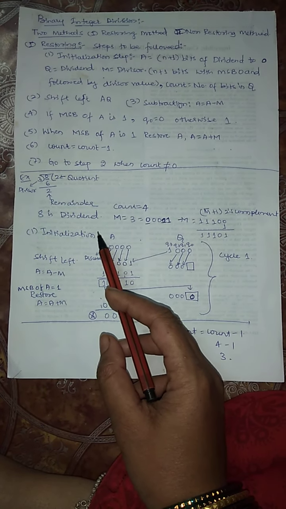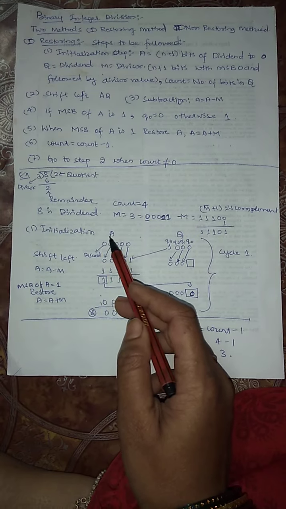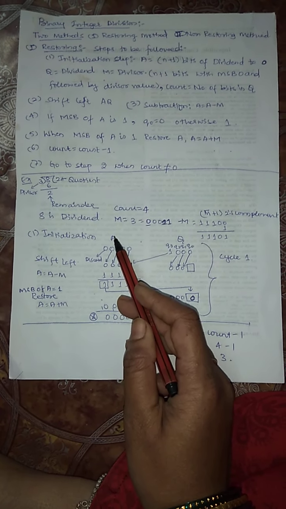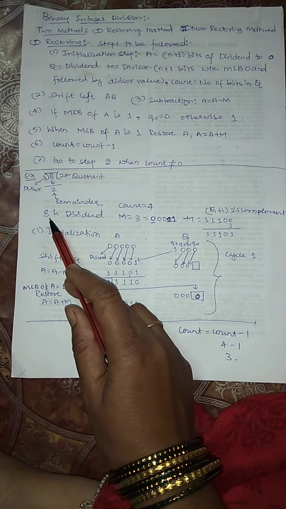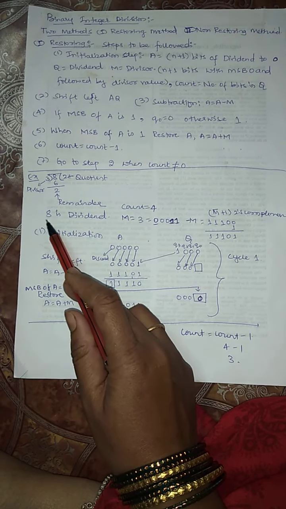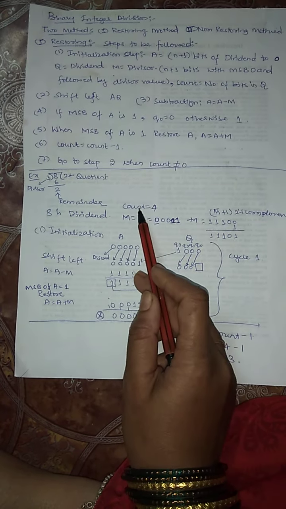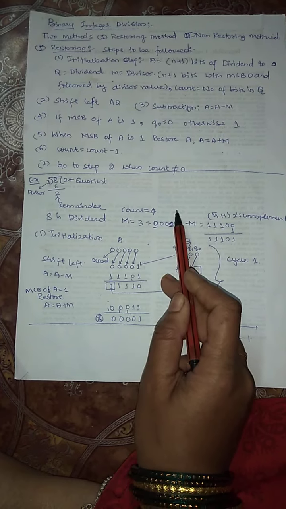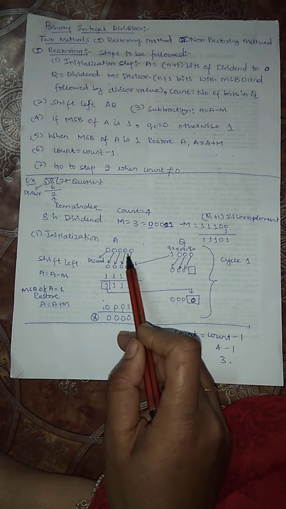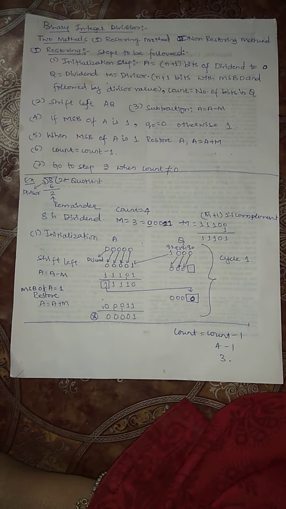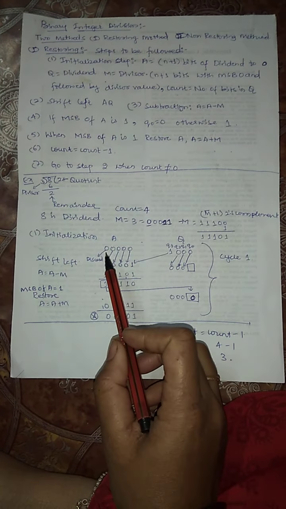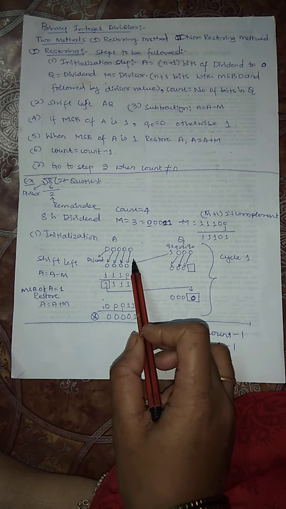In the initialization step, first we are setting the value of A. A is equal to 0. How many zeros? I am taking 4 bits for doing the division, so n is equal to 4, or count is equal to 4. 4 plus 1, 5, so 5 zeros I am setting here. This is a very important step. So 5 zeros: 1, 2, 3, 4, 5 zeros.